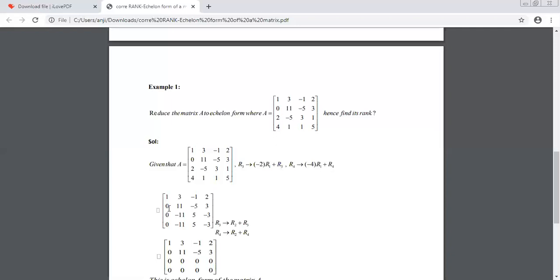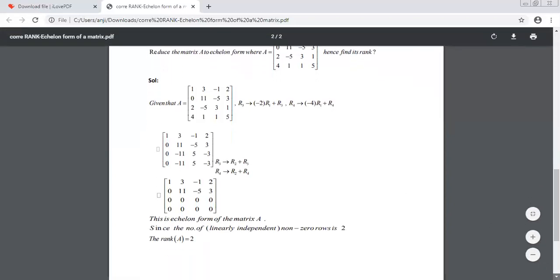Now here we have to apply the third condition. Before 11, how many zeros are there? One zero is there, in the second row. So the third row needs a minimum of 2 zeros, so make this element, minus 11, 0. The fourth row also needs a minimum of 2 zeros, so make this element 0 also, by using the second row. So R3 implies R3 plus R2, and similarly R4 implies R4 plus R2.